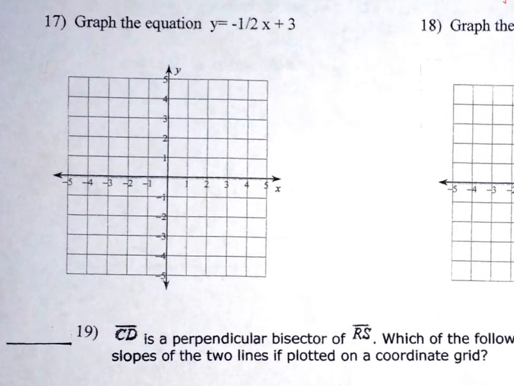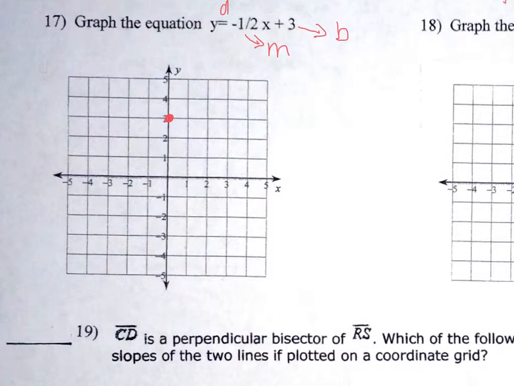Number 17 is just graphing. Here we have the slope, that's the m, and the y-intercept. So the starting point, it's 3. And then you're going to move, -1 means which direction?